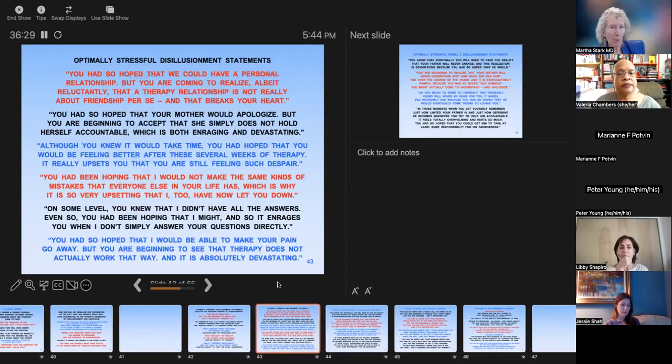So here are some examples. You had so hoped that we could have a personal relationship, but you're coming to realize, albeit reluctantly, that a therapy relationship is not really about friendship per se, and that breaks your heart. Now, you're going to say this over and over and over again, changing the words around a little bit, but to facilitate their grieving of their disillusionment, the loss of their relentless hope, their illusions about the way the world should be, as a corrective for their experience of the world early on.